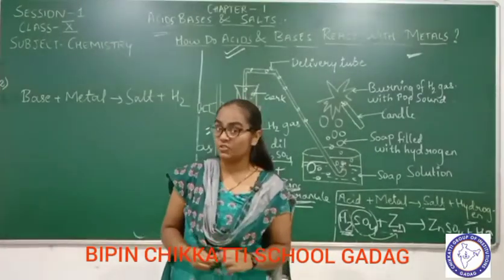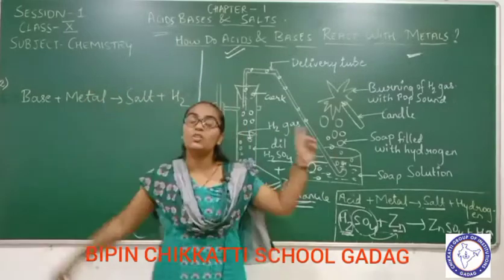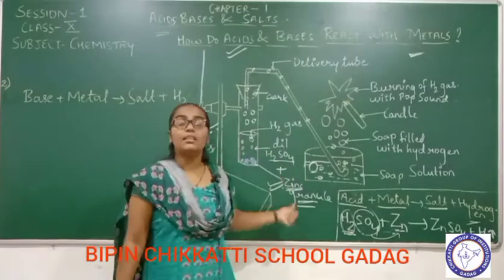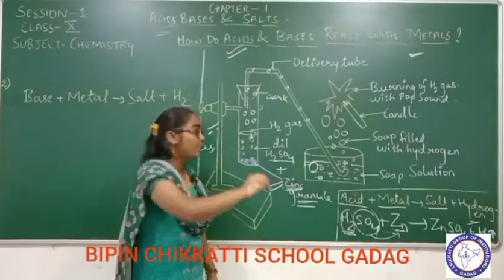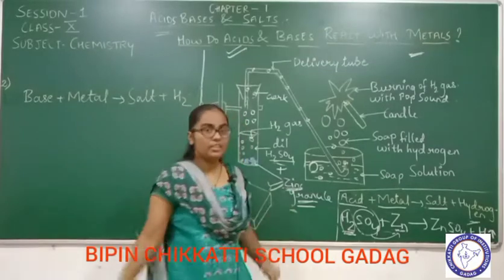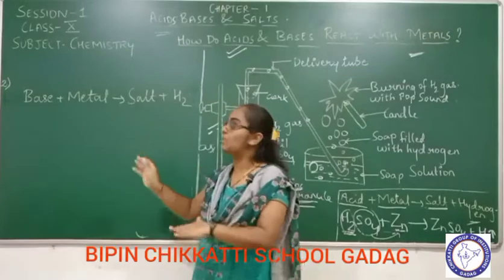Okay, now we are going to study the reaction between base and metal. Initially what did we study? The reaction between acid plus metal. Which acid did we take? Sulfuric acid. And which metal? Zinc metal. Now here the reaction is happening between base plus metal.